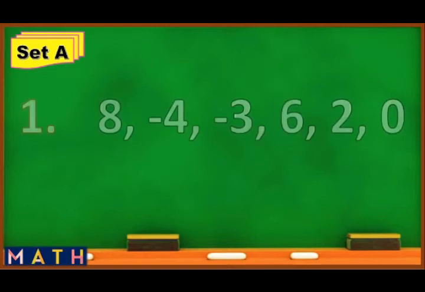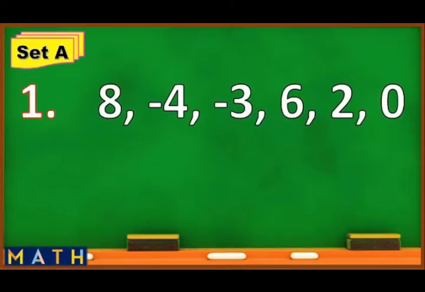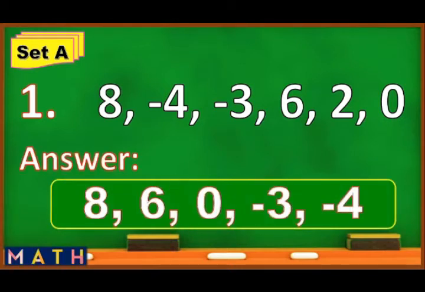For item number 1, the given integers are positive 8, negative 4, negative 3, positive 6, positive 2, and 0. What is the correct answer? The correct order of the integers is positive 8, positive 6, 0, negative 3, and negative 4. Very good!